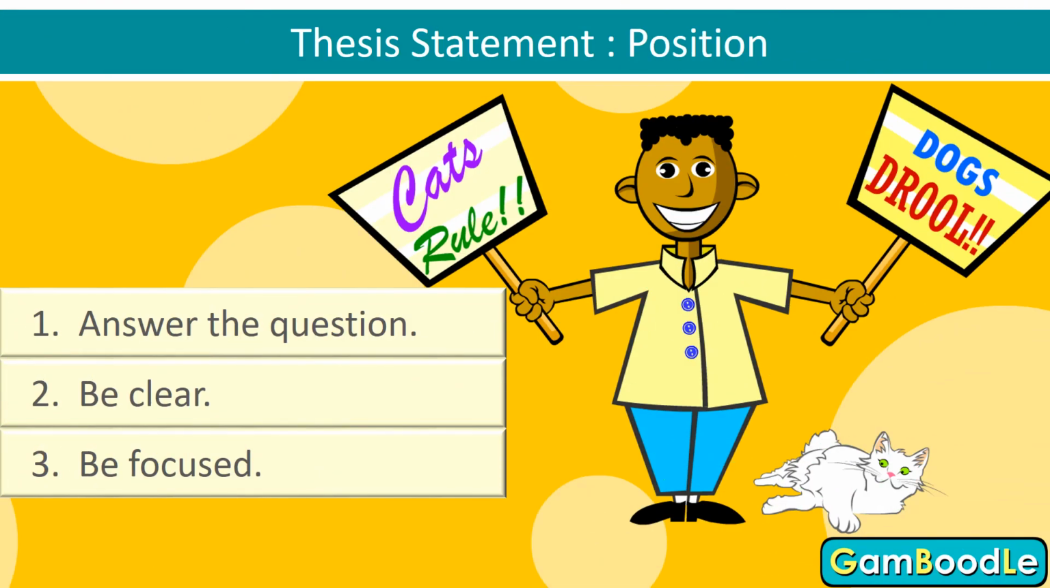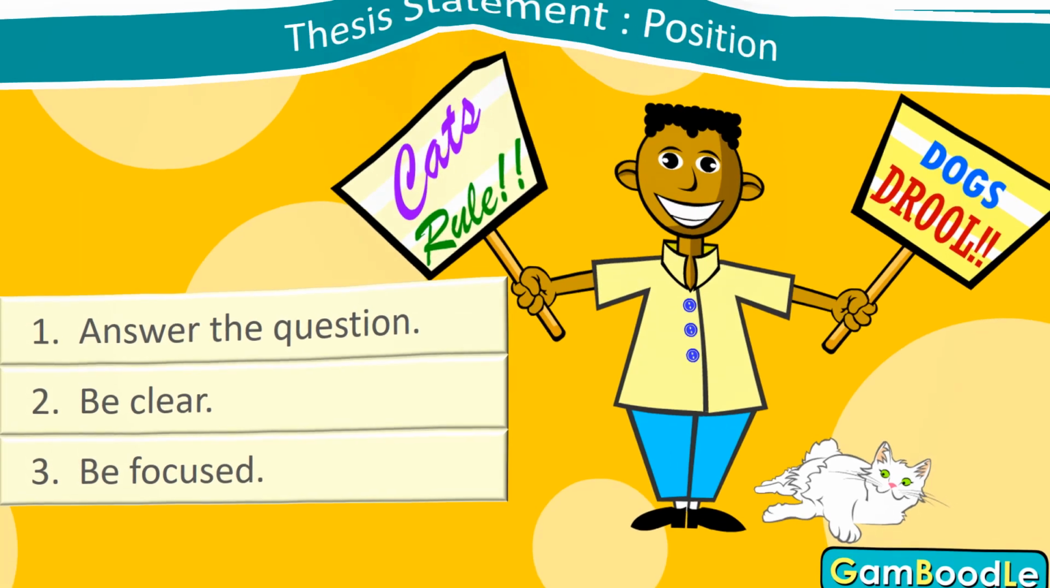Let's start with your position. Most importantly, your position should directly answer the question asked. It should also provide a clear and unambiguous point of view. The reader should never wonder about what side of the fence you're on. Finally, it should be focused. This is only a 5-paragraph essay, so your position should be fairly specific. Let's look at some examples of positions.